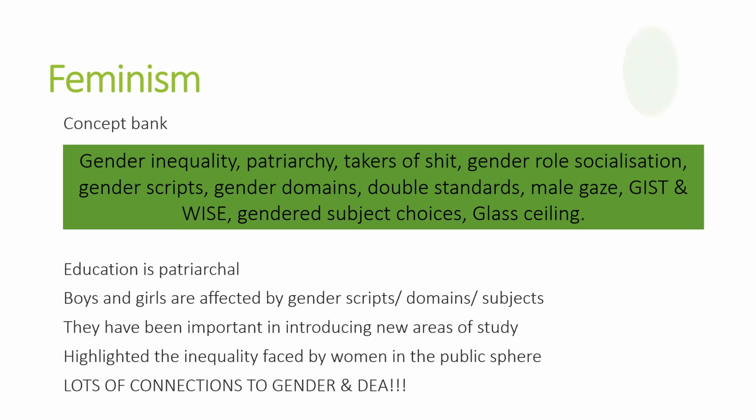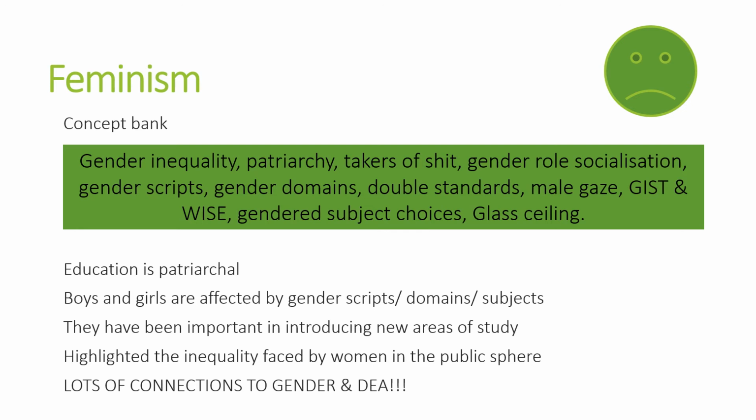Now, feminism, as you can imagine, is critical of education as well, in a similar way to Marxists. Rather than education reinforcing capitalism, it's reinforcing patriarchy. This is all seen through gender role socialisation, gender scripts, gender domains, double standards, the male gaze. So there's a lot happening that has disadvantaged girls in education. There are lots of connections to gender and differential achievement. These two topics quite heavily overlap.